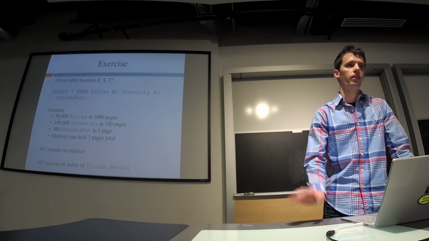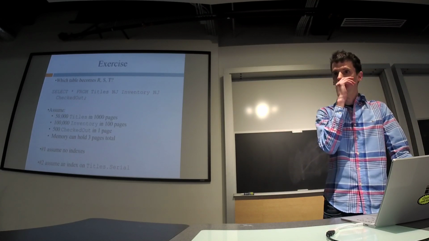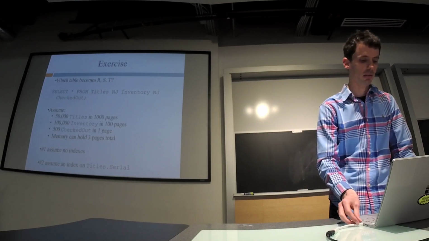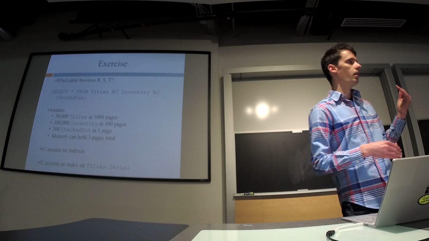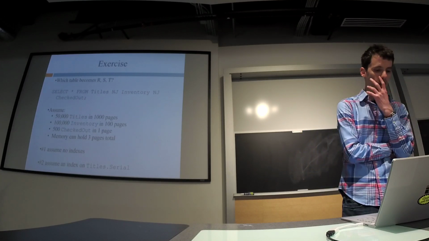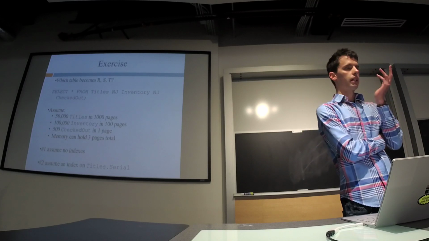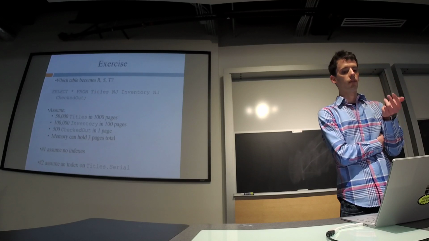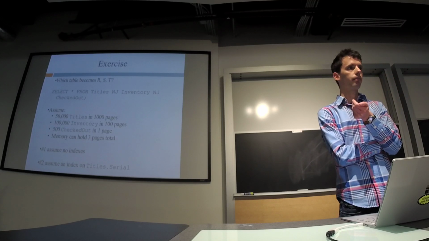So this is the exercise. Two problems here. And a lot of details here, so we'll go over it first, and then we'll give you some time. So which one becomes the outermost, the middle, and the innermost? So I have, just select everything, select something, doesn't really matter. From titles, natural join inventory, natural join checked out.